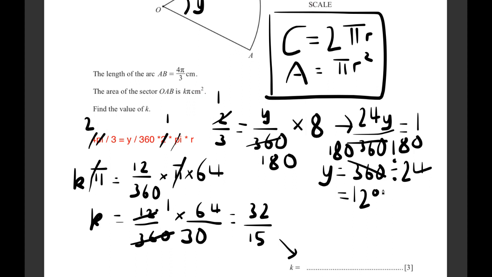So 48. 24 times 5 is 120. Maybe that doesn't go in nicely. Yep.